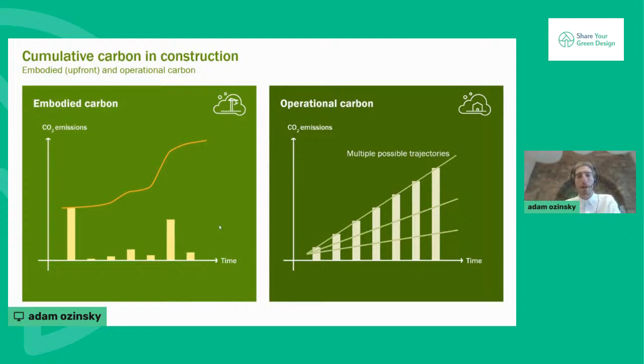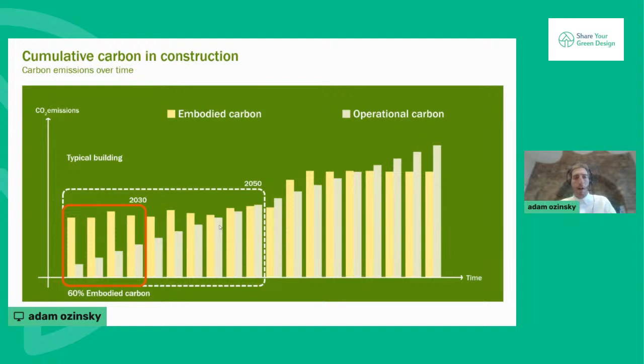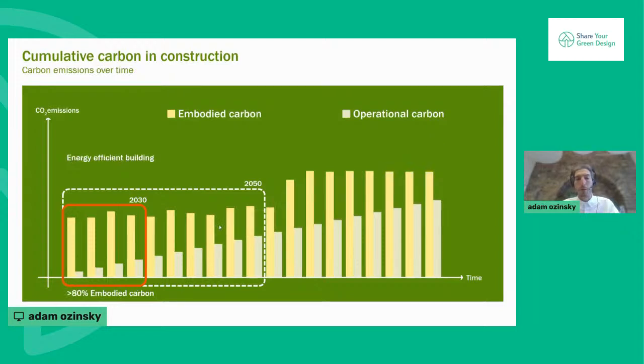And the further we go out in time, the less fidelity over that sort of thing we have. If you imagine putting both the embodied and operational emissions on the same graph and stretching out in time, you might see in the UK a typical building at the moment is 60% embodied carbon up front. But a really efficient building, the sorts of buildings that we're designing now, are mostly embodied carbon, certainly initially, and the operational carbon may never exceed the cumulative embodied carbon.